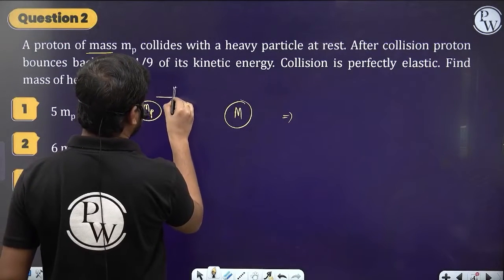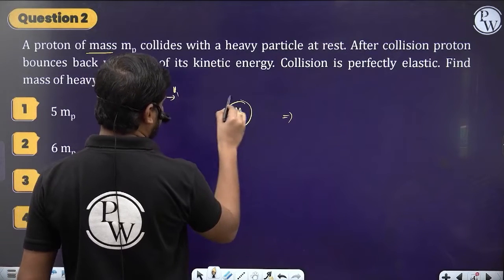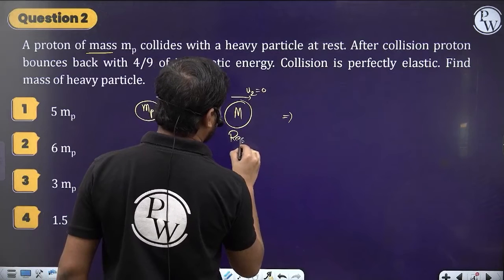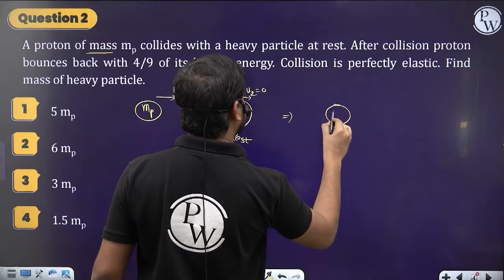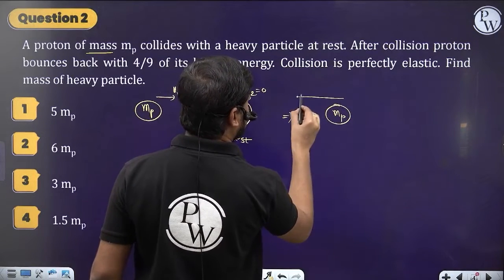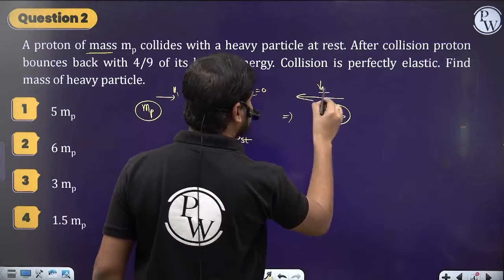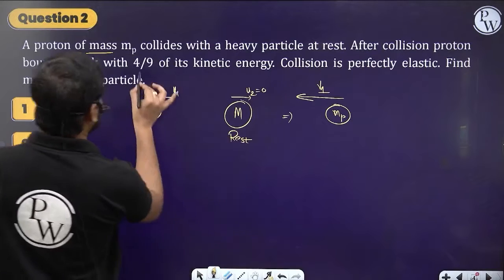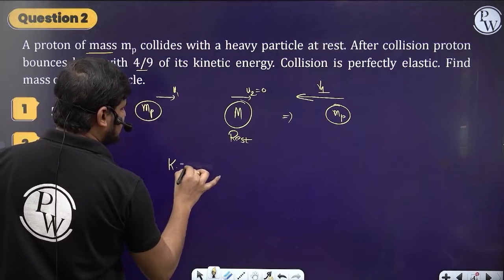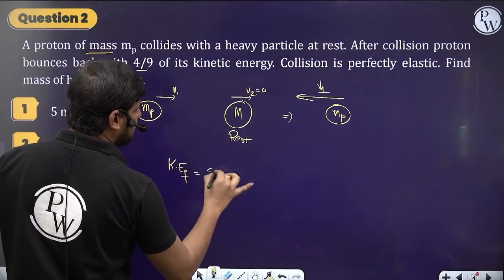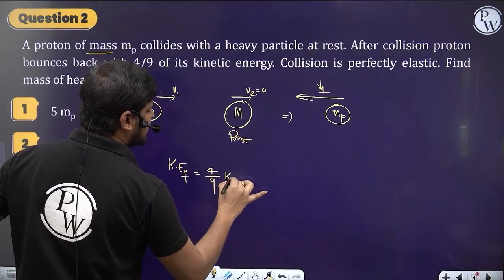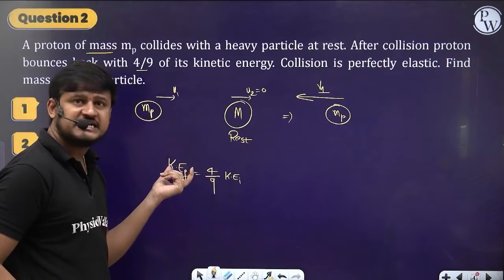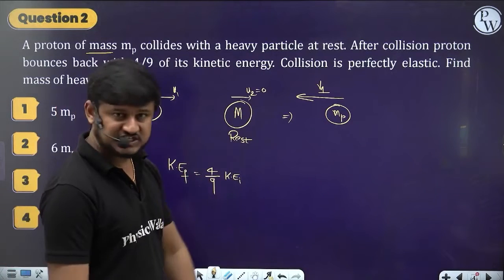Let's suppose its initial velocity is u1. However, u2 is 0 because it is at rest. Now after collision it bounces back, so the proton bounces back, let's suppose with velocity v1. Then 4/9 times of its initial kinetic energy. What does that mean? Its final kinetic energy is equal to 4/9 times the initial kinetic energy. They are talking about the proton. The proton's final kinetic energy is 4/9 times its initial kinetic energy.